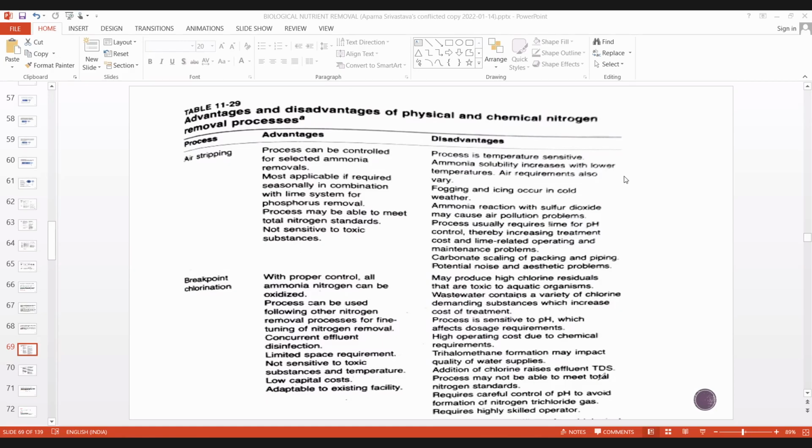The process may not be able to meet the total nitrogen standard. Sometimes it is required, sometimes it is not. It requires careful control of pH. Okay? So these are the skills, operation conditions required. So these are the common requirements.